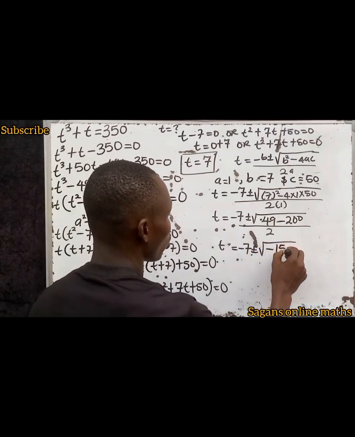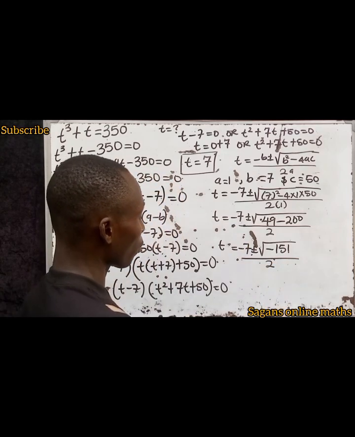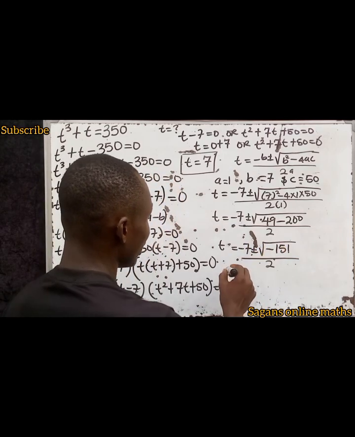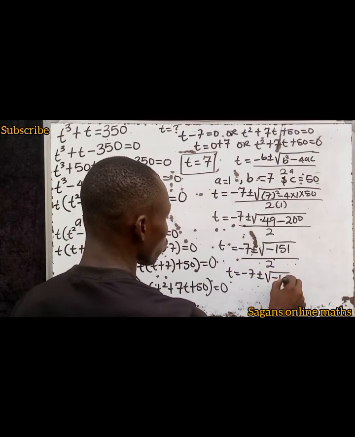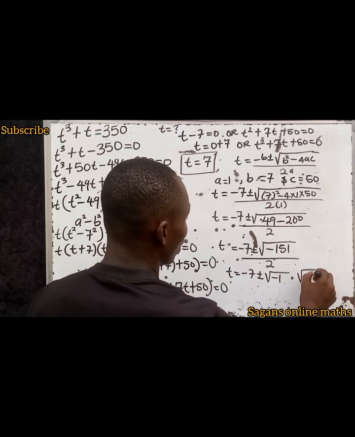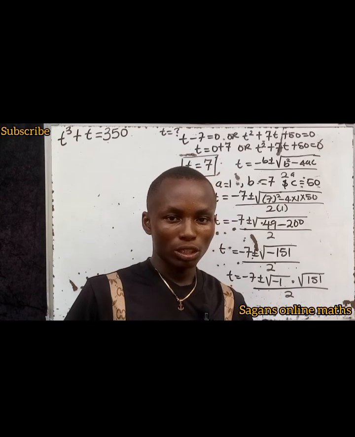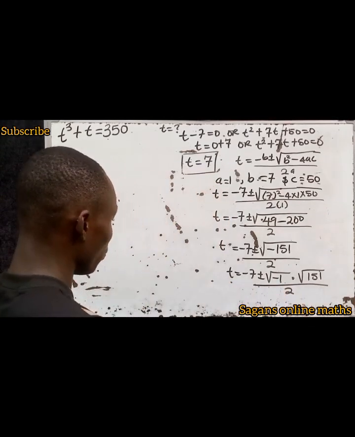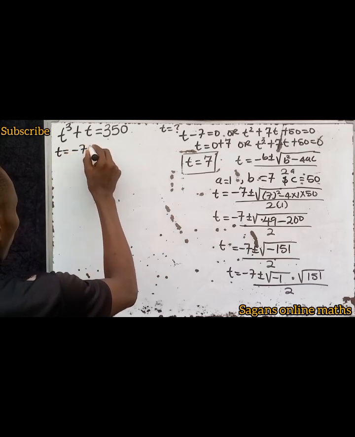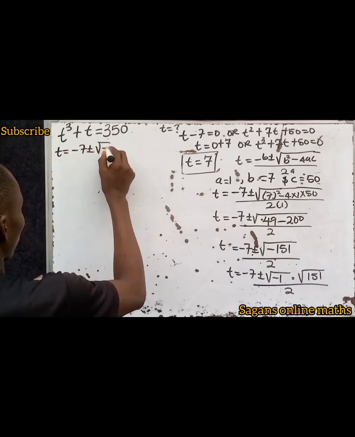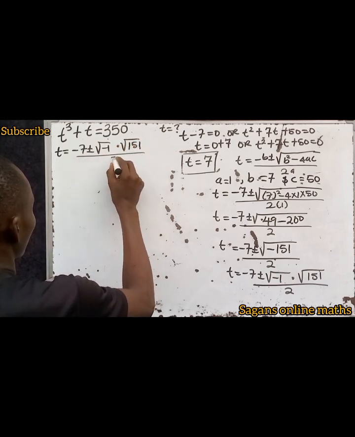So I have this minus 151 divided by 2. Wow, this is amazing. That means we can do something very interesting. We'll bring in the properties of surds. That means t is equal to minus 7 plus or minus root minus 1 multiplied by root 151, divided by 2.